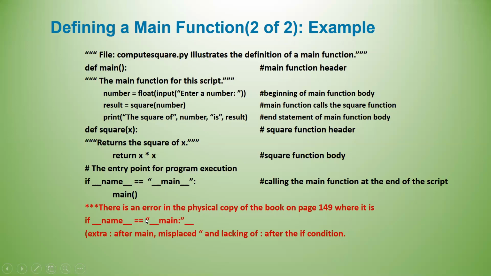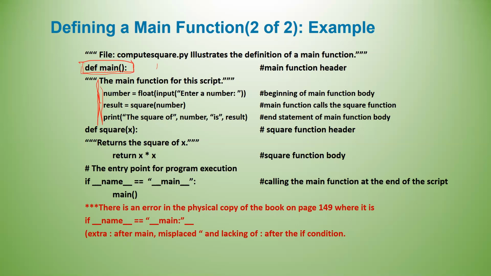Okay, so once again, I said when you do your final project, if you don't do the main function, I will take 20 points off. Remember that. So how do you do everything in the main function? Here is an example. You just define a main function, and that's the function header. And whatever you want to do, it's inside the main function, right?